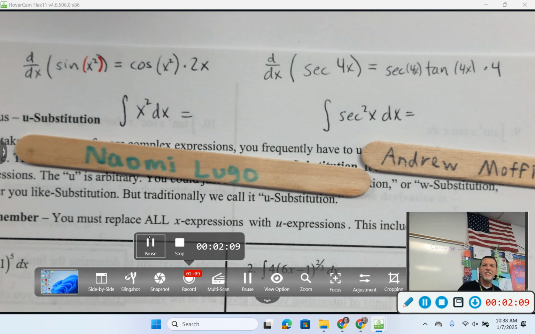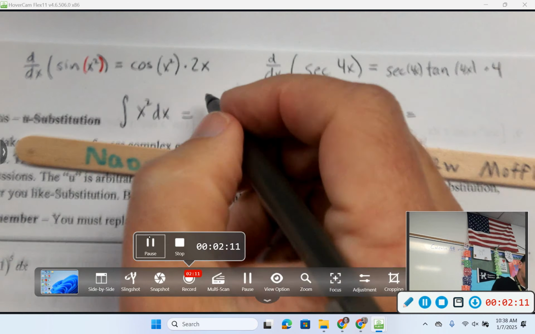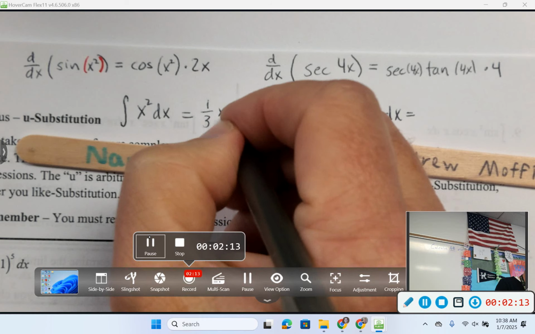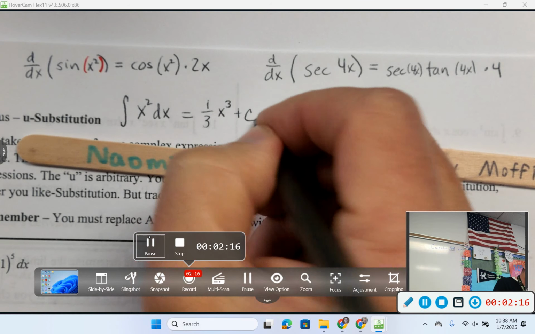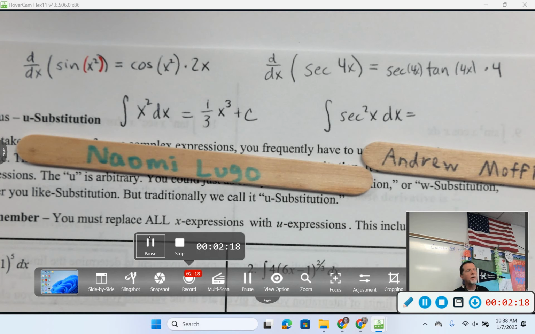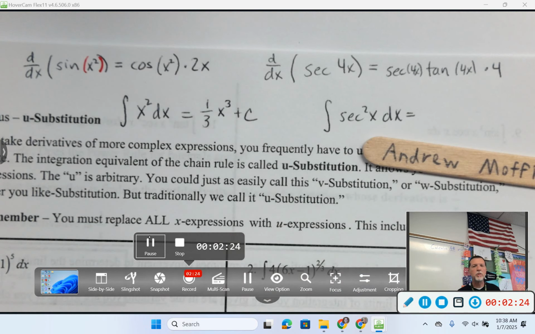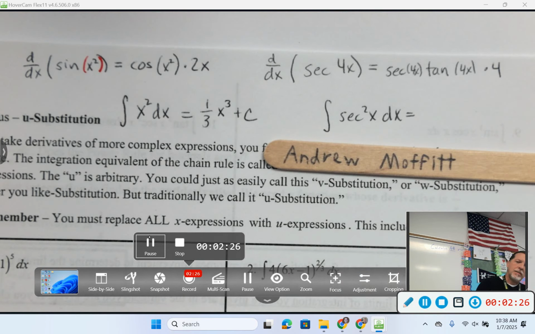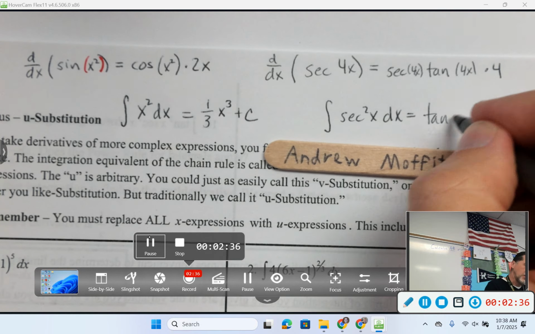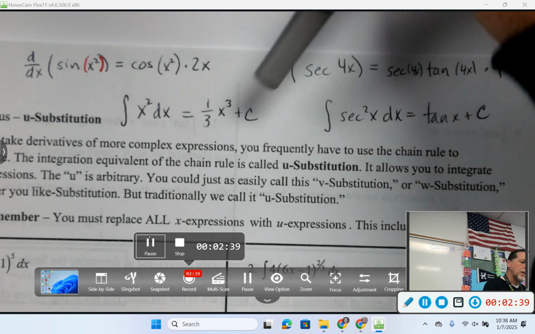Naomi, what's the antiderivative of x squared? 1/3 x cubed plus c. Yes. Increase the power by 1, divide by the new power. Don't forget the plus c. That's the power rule. I like the power rule. The second one's not a power rule. It's a trig thing. So, Andrew, what function has a derivative of secant squared? Tangent x plus c. Good. Tangent of x plus c.